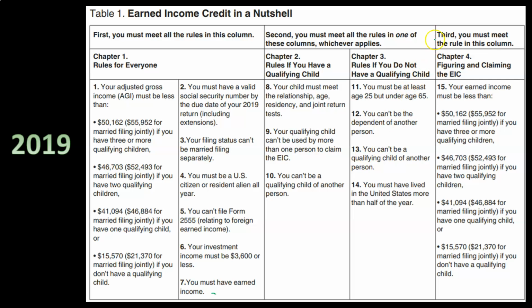So then third, you must meet the third column, and then you can figure and claim the earned income tax credit. Your earned income must be less than, and then we have our thresholds here. So notice this is for 2019. This is kind of the overall layout that you can think about. There's also an interview process on the IRS website that's useful, so we can take a look at that. Tax software is also useful to be working with, to help you calculate the earned income tax credit.